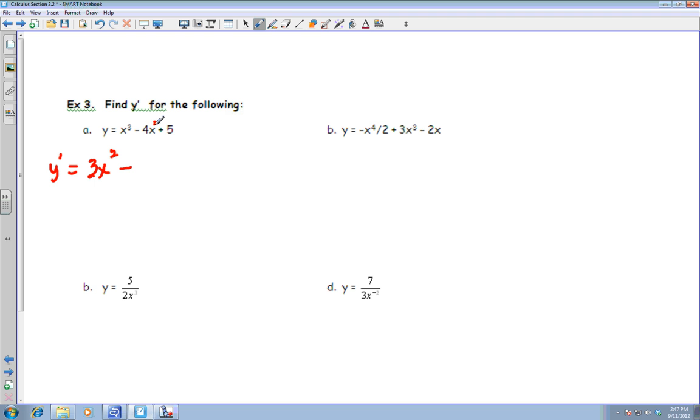That's like a 1 there. So bring down the 1. 1 times 4 is 4. X to the 0 is just 1, so the x goes away. The derivative of 5 is 0. So that's my answer.